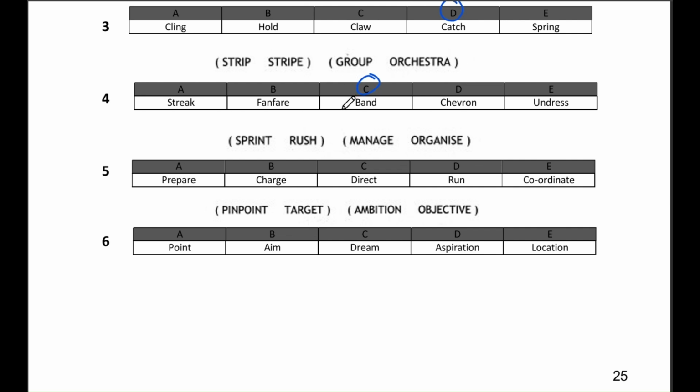Question number 5. Let's go to question number 5 with the pairs sprint, rush, and manage, organize. What is the common word? We have the options. A, prepare, B, charge, C, direct, D, run, or E, coordinate. The correct answer here is D, run. Run can mean to sprint or rush, and you can also run a business, meaning to manage or organize it.